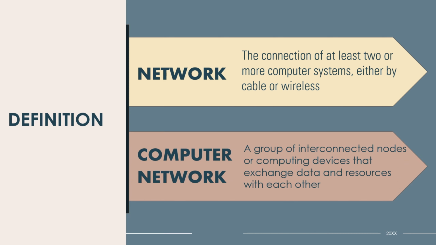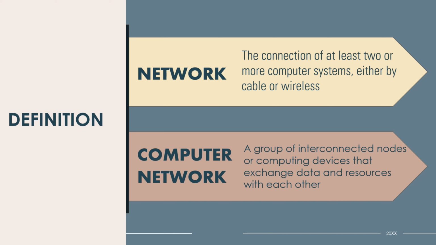Starting from the core of our topic, network is defined as the connection of at least two or more computer systems, either by cable or wireless. So is the internet a network? Yes, the internet is indeed one of the examples of wireless network. Oh, so is computer network the connection of several computing devices? Very good, Aina. That's precisely what computer network means: a group of interconnected nodes or computing devices that exchange data and resources with each other.